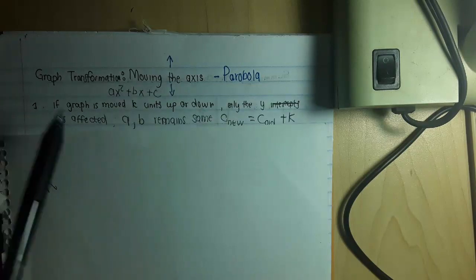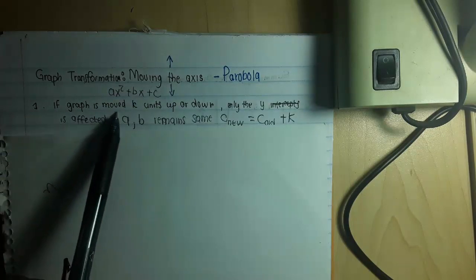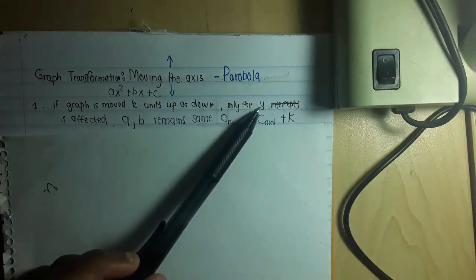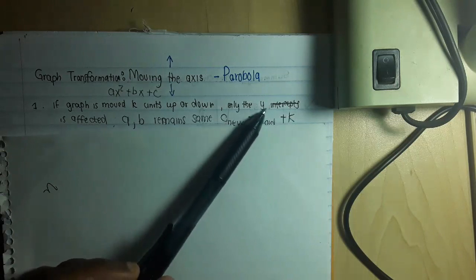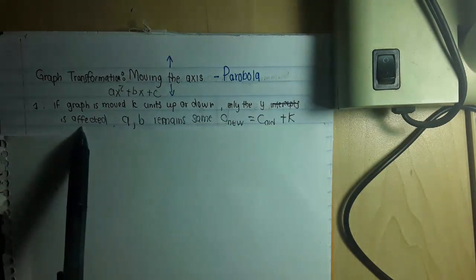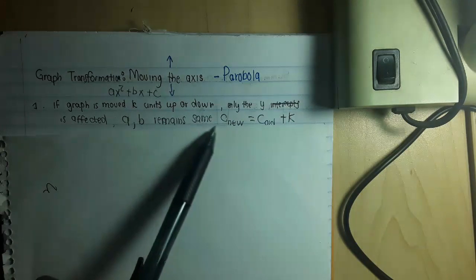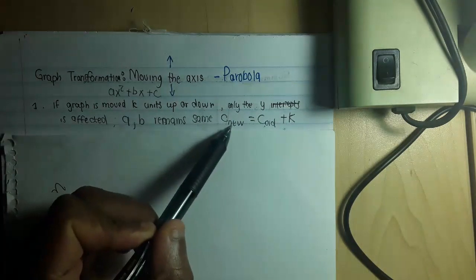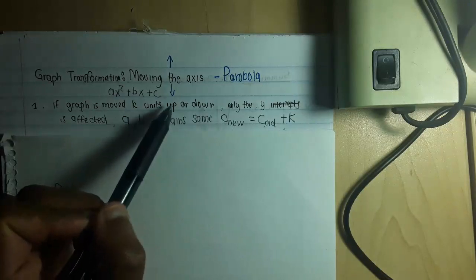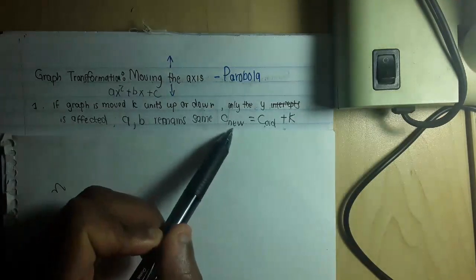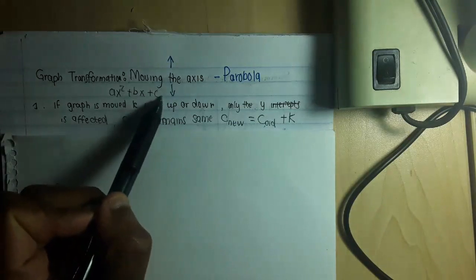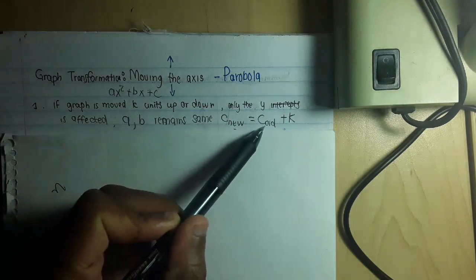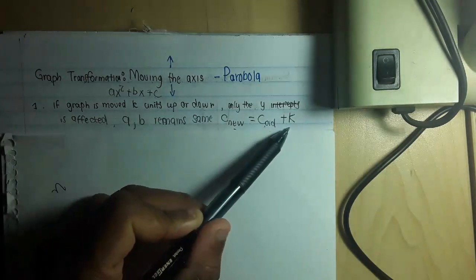The statement says, if a graph is moved k units up or down, only the y values are affected, not the y-intercept. a and b remain the same. So this means that if we shift a graph either k units up or down, then this new c value, remember that this represents the y-intercept, this new y-intercept will become the old one plus the shifting.